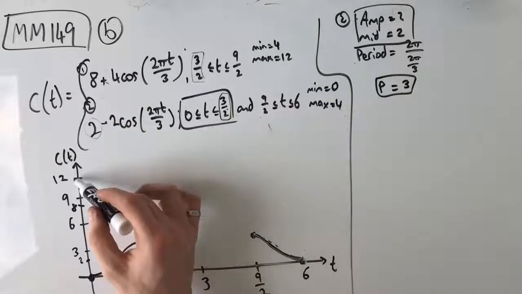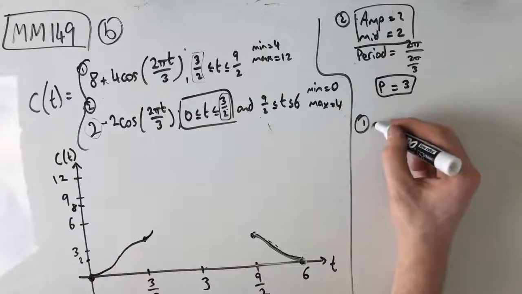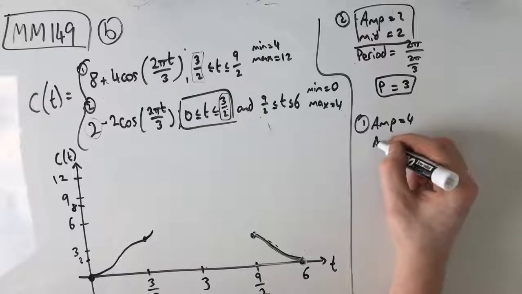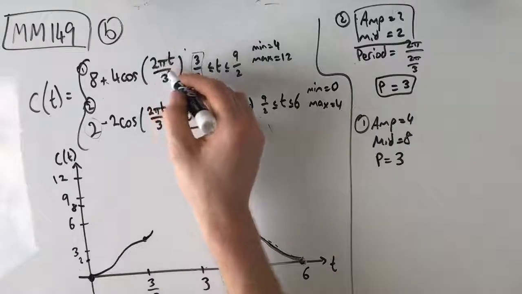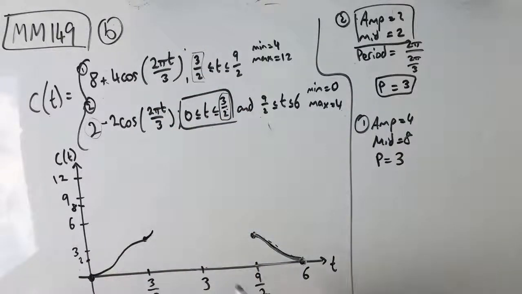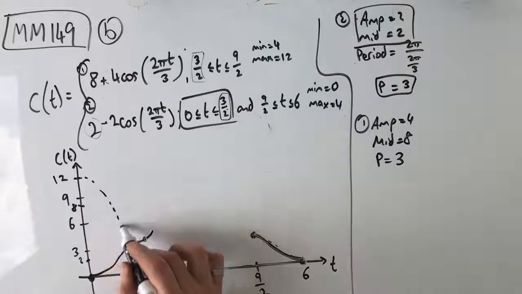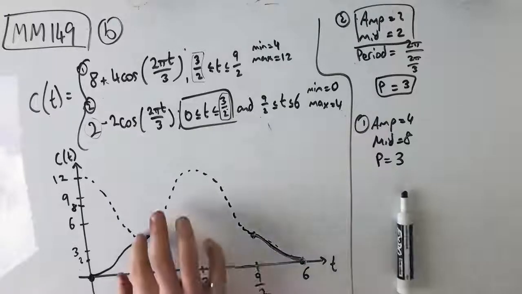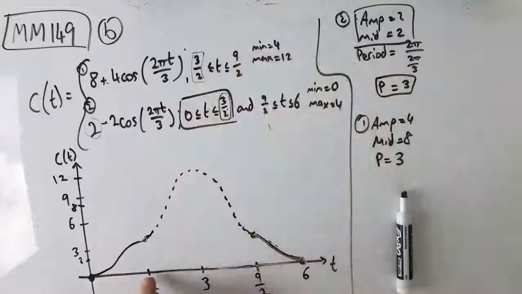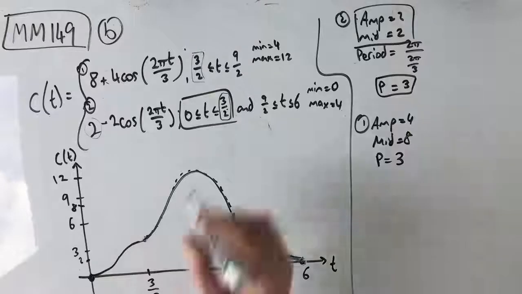cos graph, which means it would have started at 12, come down here because the period is also the same, right? So for 1, our amplitude is 4, our mid is 8, and our period is also 3 because it has 2 pi t over 3 as well. So from here to here is 3, which means we're going to have a whole period in here. It would have come down here to come up here like this. But we don't have this section because we're only doing from 3 on 2 to 9 on 2, which means we only have this section here. And that's how we sketch our graph.